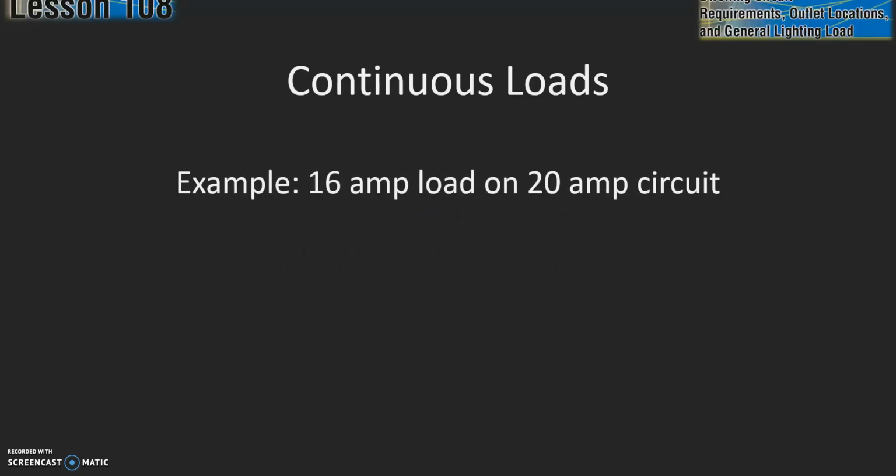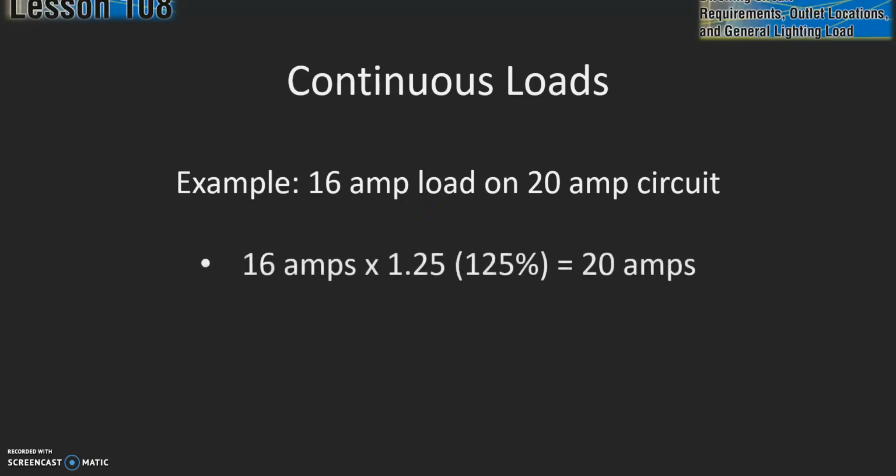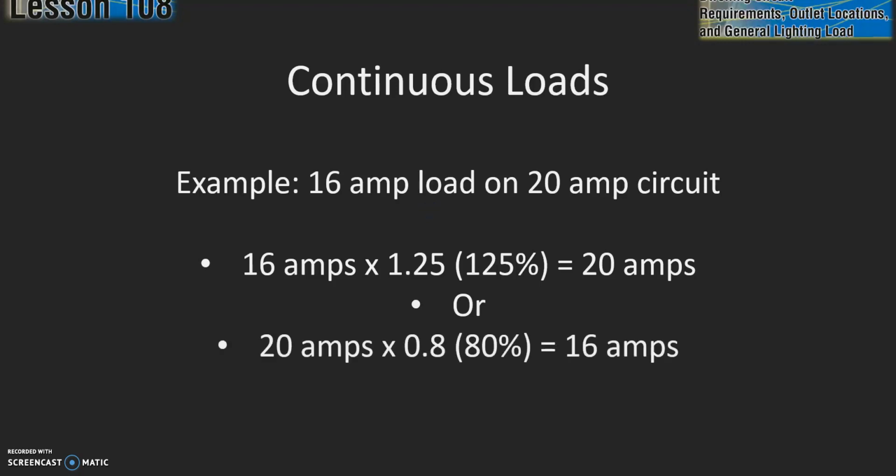A 16 amp load on a 20 amp circuit. 16 amps times 125% equals 20 amps. Or the other way to look at that, 20 amps, if we only take 80% of that, comes out to 16 amps. So the math is saying the exact same thing. Those things are said 2 different ways, and you're going to see them said that way, so you have to get familiar with that. If you're a math person, it's basically a reciprocal factor. So 1 divided by 1.25 equals 0.8, or the opposite, 1 divided by 0.8 equals 1.25. So mathematically, that's why that happens.